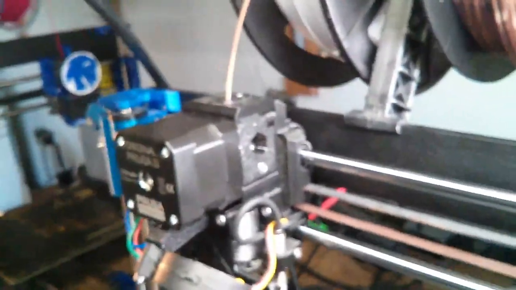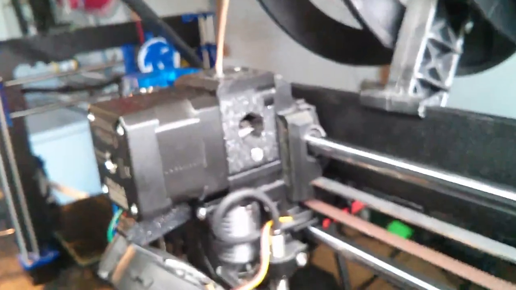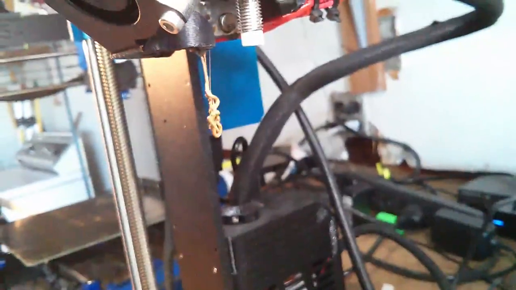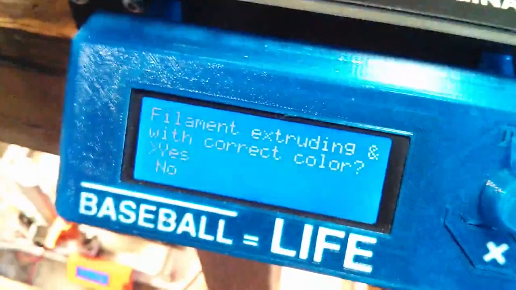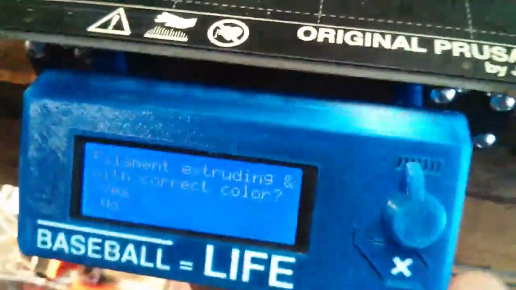Loading is happening, and it was indeed much easier this time. I did push down, but I didn't have to push down nearly as hard as I did before. And, hey, stuff is coming out. And it's coming out pretty good. Is it coming out the correct color? I mean, this is the rainbow roll, so yeah, let's say yeah.